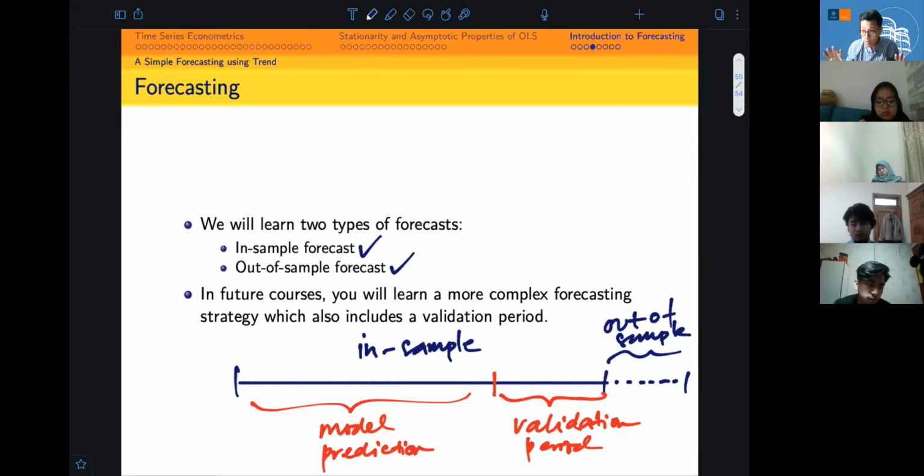So for today, I'm not gonna discuss validation period because our model is very, very simple. It's just a model with forecasting with trend. But if you have a more complex model, you can use this particular strategy to test which of the forecasting models is the best. And then given the best model, we can use it to do the out-of-sample forecasting. So again, forecasting tools have developed so significantly in the past 3 decades. And given the computational capabilities of computers today, forecasting is getting more and more ubiquitous.